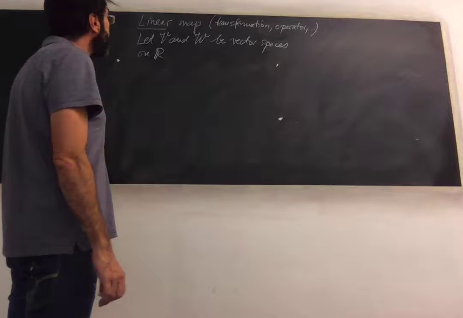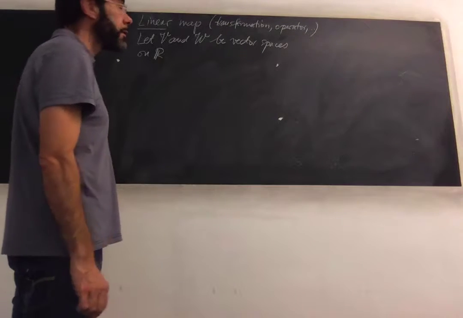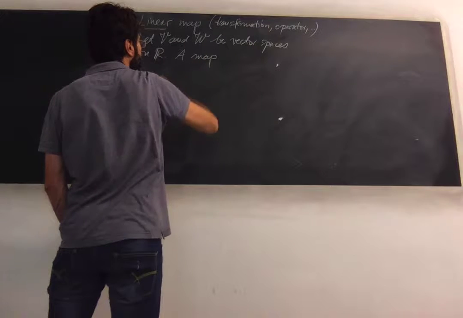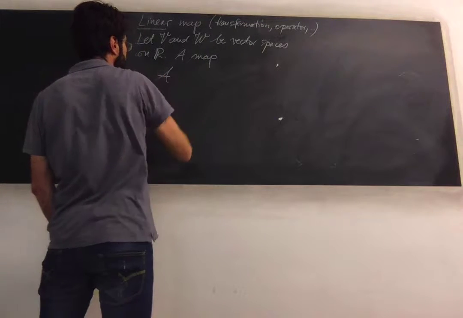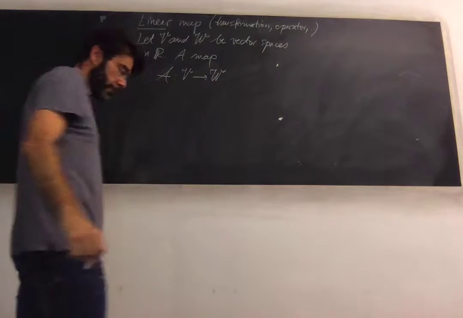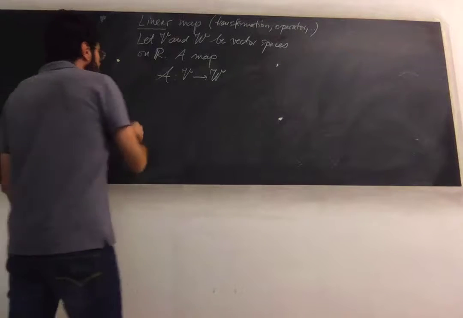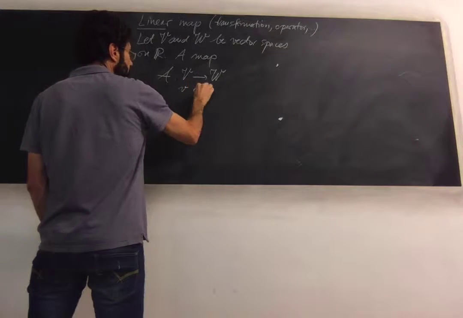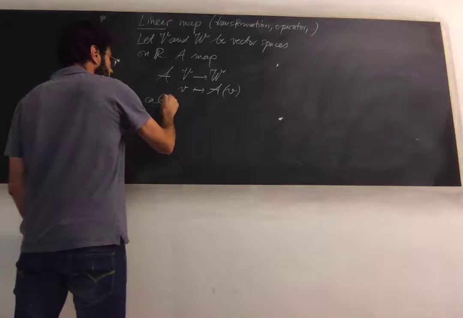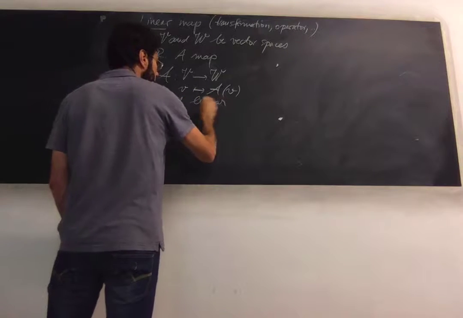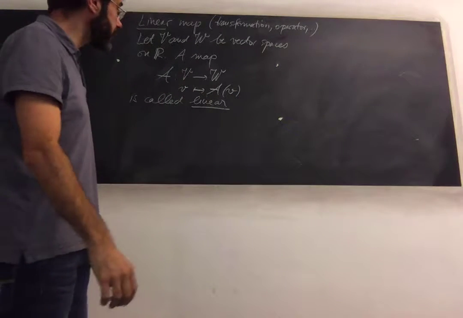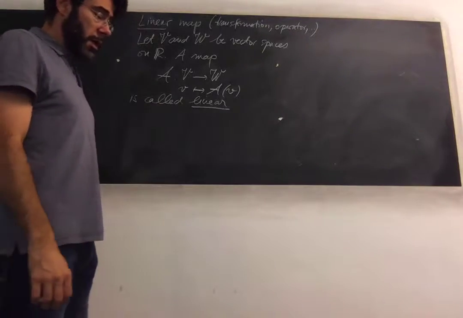Okay, and suppose we have a map that goes from V to W. I'm going to call it A, that goes from V to W. It takes elements V and returns their image A V. It's called linear if it conserves, or if it preserves, linear combinations.